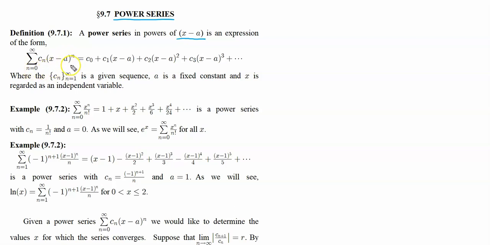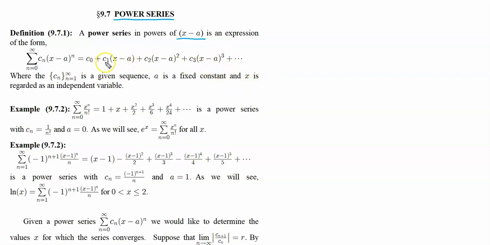Now if you wrote out what this series looks like, it's going to look like this right here. So you see you have C0 times (x minus a) to the 0 power, so that's just going to be 1, so you just have C0, plus C1 times (x minus a) to the first power, plus C2 times (x minus a) squared, plus C3 times (x minus a) cubed, and so on. So that's what a power series looks like.